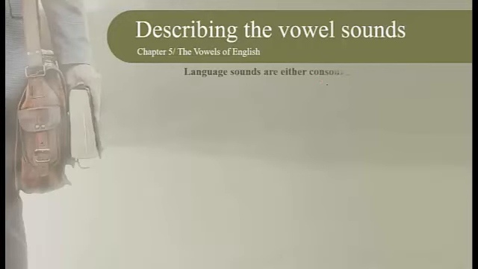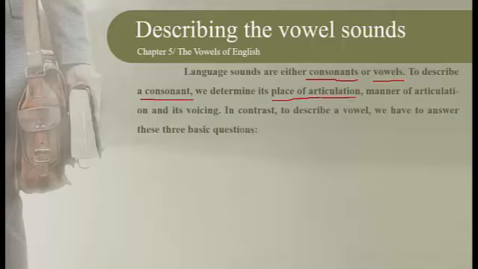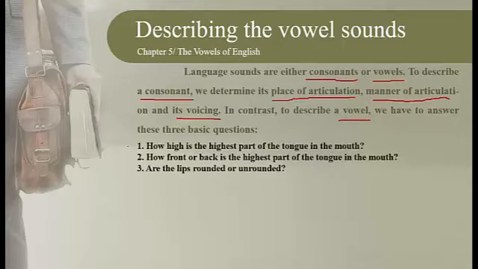We also said that language sounds are either consonants or vowels. To describe a consonant, we determine its place of articulation, that's to say the point of contact, manner of articulation, and its voicing, that's to say the state of the vocal folds. In contrast, to describe a vowel, we have to answer these three basic questions. Number 1, how high is the highest part of the tongue in the mouth? Number 2, how front to back is the highest part of the tongue in the mouth? And number 3, are the lips rounded or unrounded?